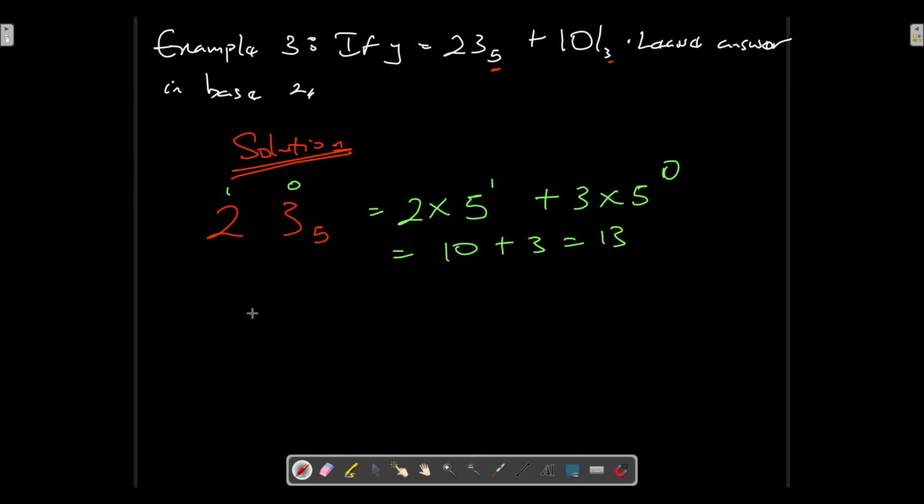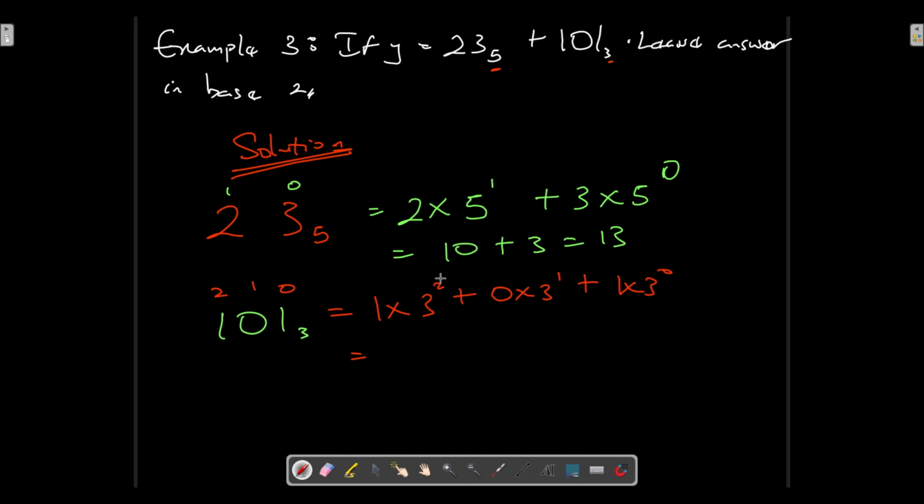You also convert 101 base 3 to base 10. That becomes 0, 1, 2. So we have 1 times 3 raised to power 2 plus 0 times 3 raised to power 1 plus 1 times 3 raised to power 0.